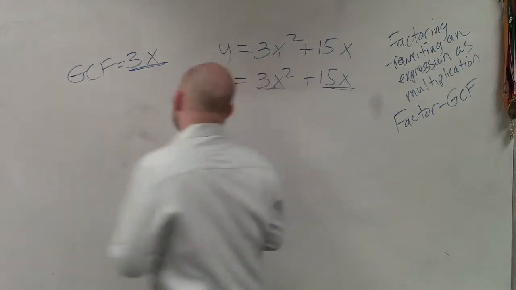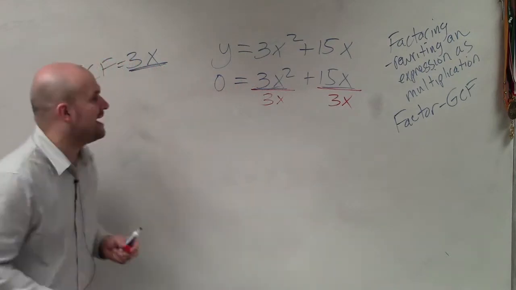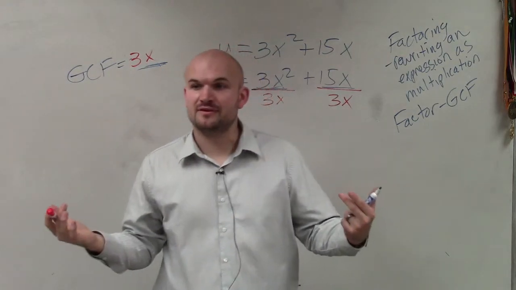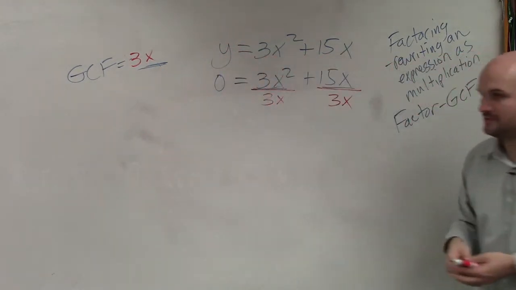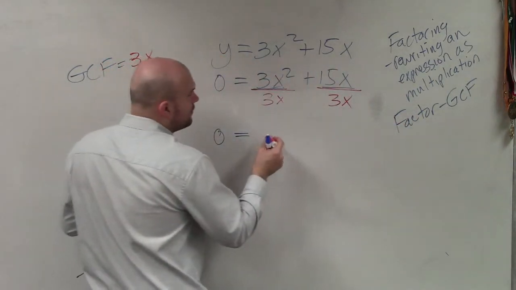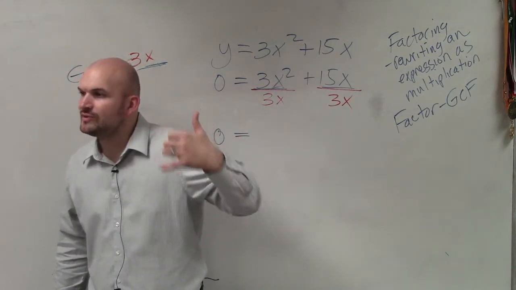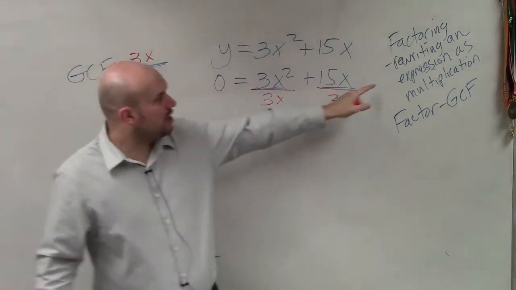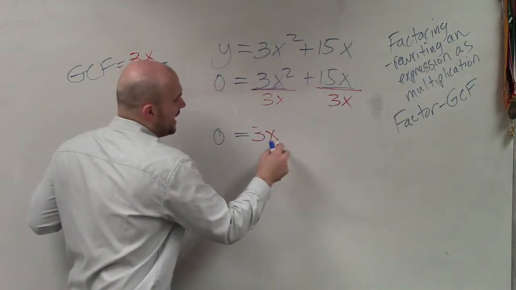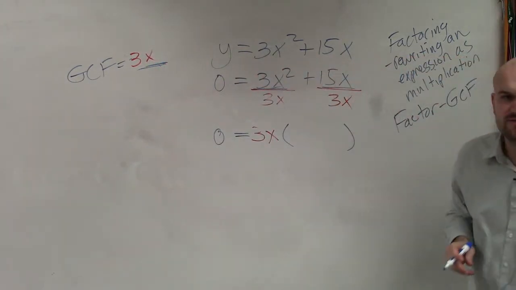OK. So what we do to factor out our GCF is we divide both of our terms by our GCF. So you identify the GCF, and you divide both terms by the GCF. Remember I said, guys, I'm not getting an answer. When we're factoring, all we're simply doing is rewriting the problem as a product. So you're taking your GCF, and you're going to multiply it by the quotient, which is the answer of your division.